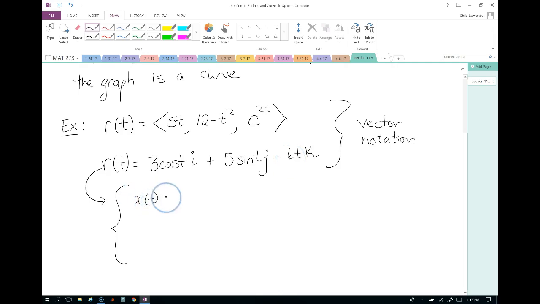So we could really break this down into individual equations and say, well, x of t, what's happening in the x direction is our values are changing by 3 cosine t. Y of t is 5 sine t. Z of t equals negative 6t. And this would be considered parametric notation. It's still describing the same vector-valued function, but it's just a different format that we could write it in. And there are some cases where this format is going to be more useful.